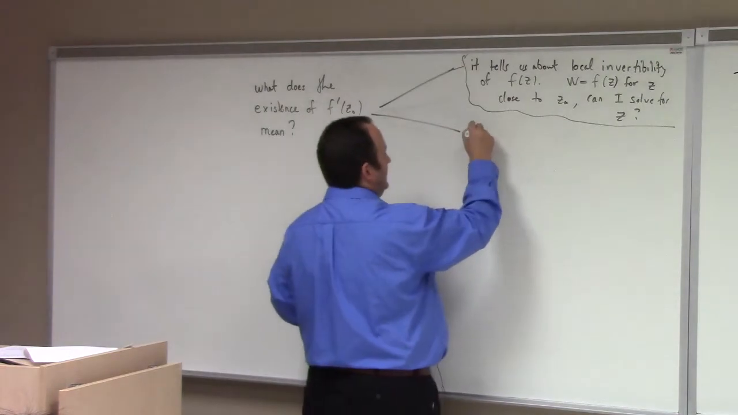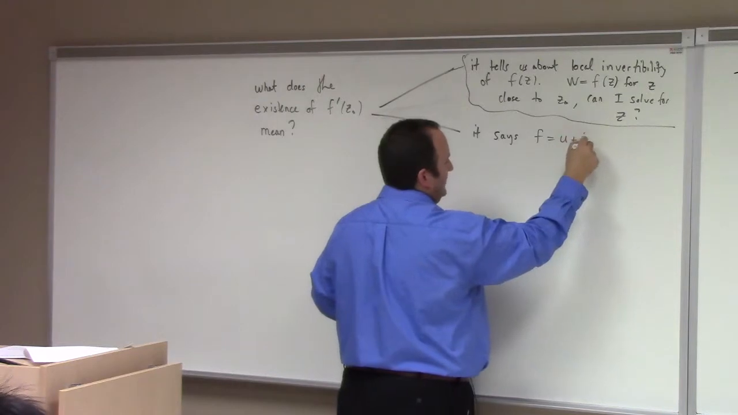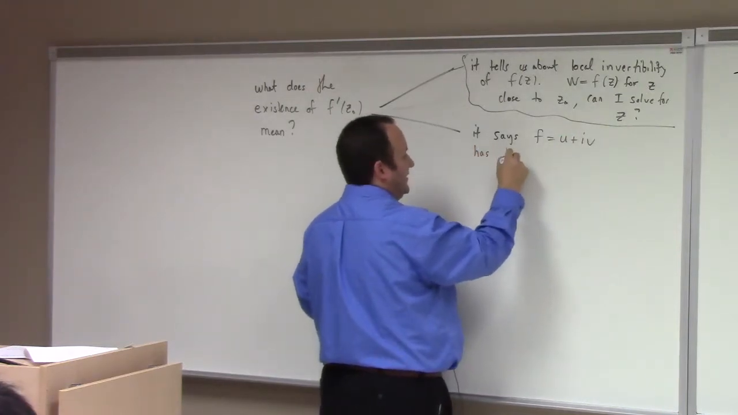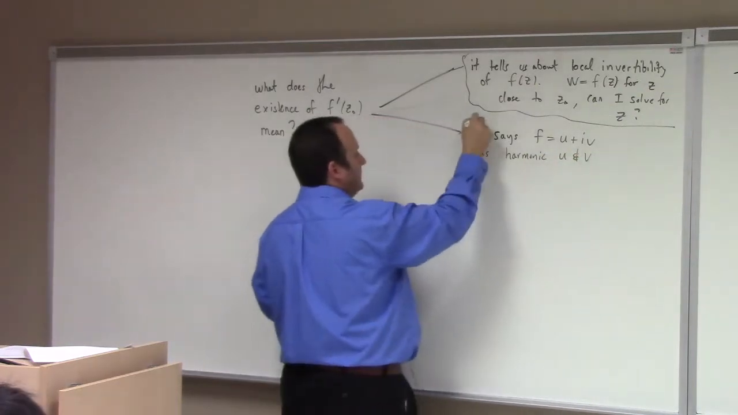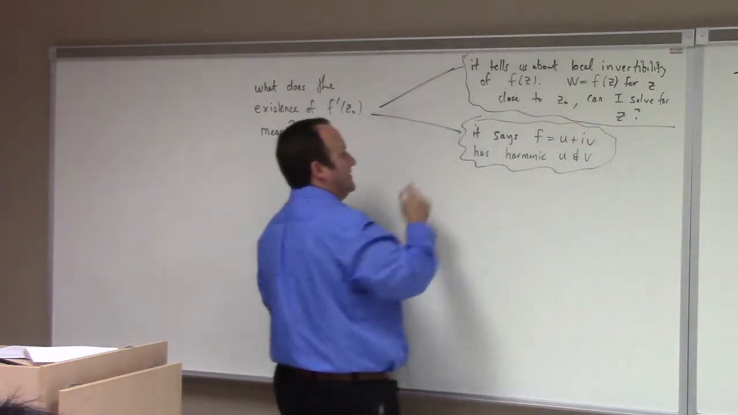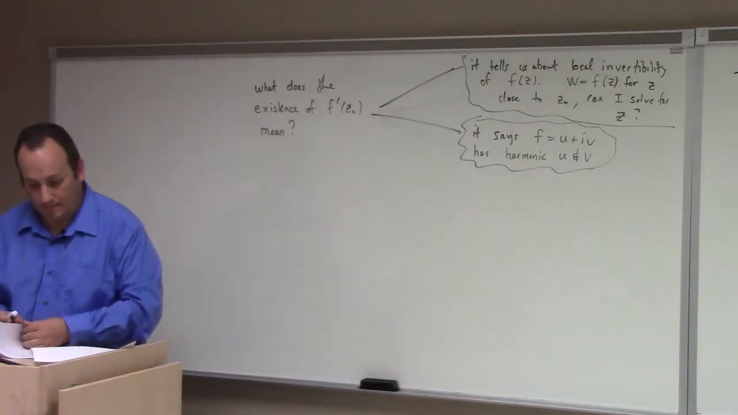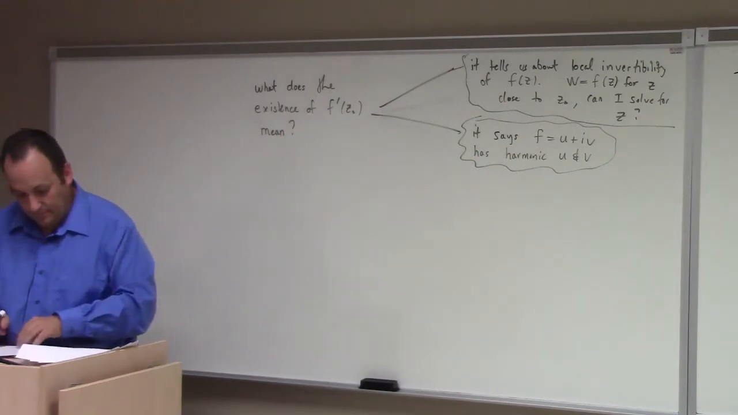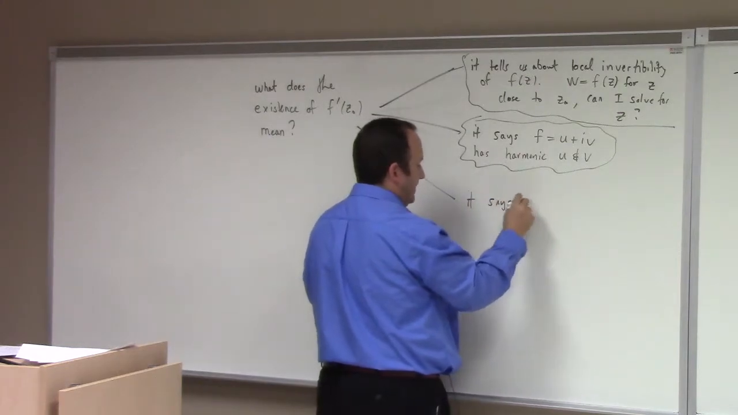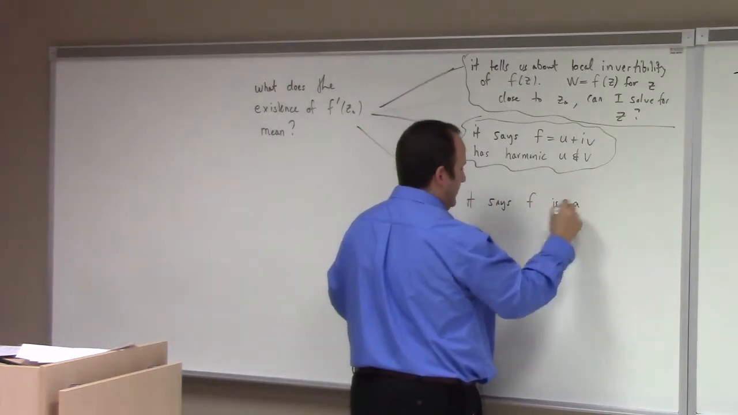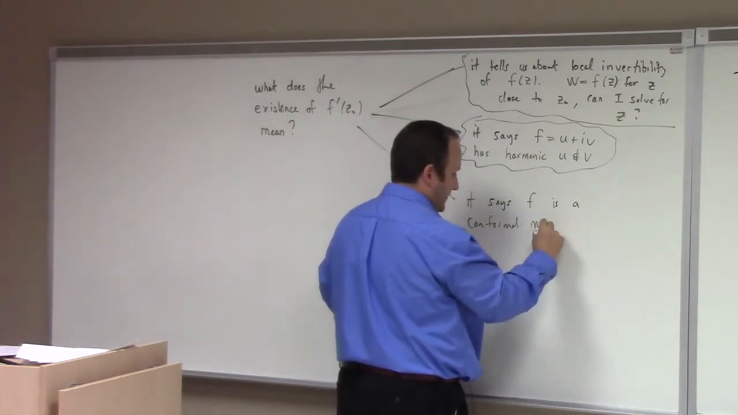It also says that f equals u plus iv has harmonic u and v. That's another thing its existence means. It says that the component functions are harmonic functions. And then finally, it says that f is a conformal map. It says all of these things.